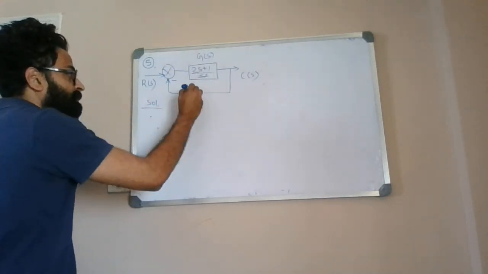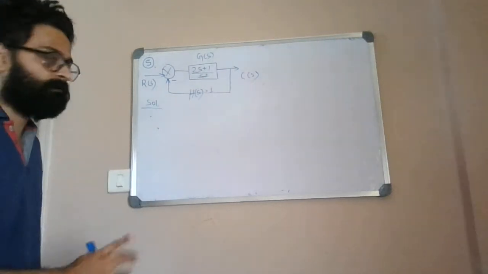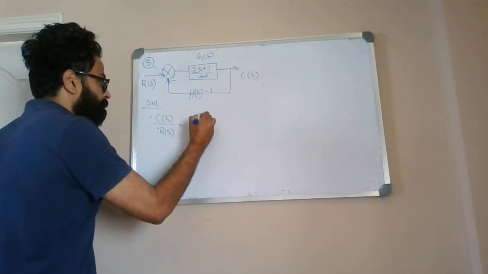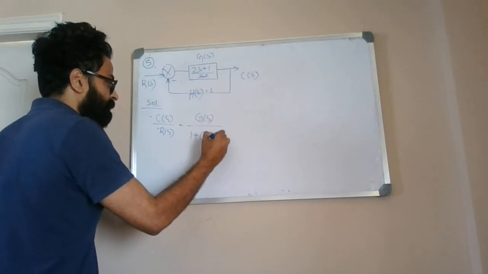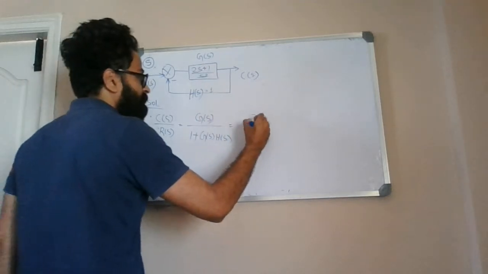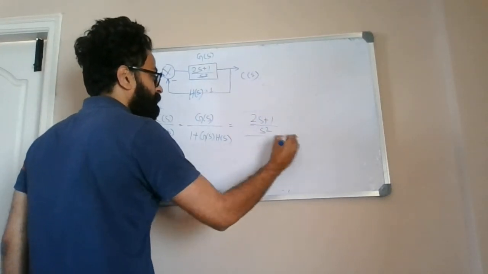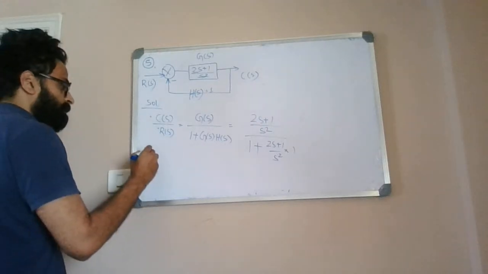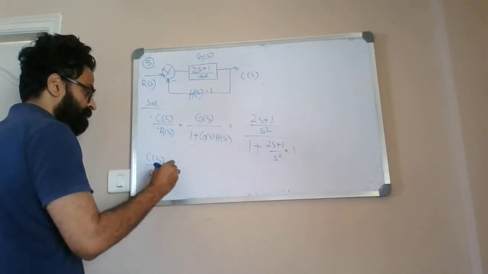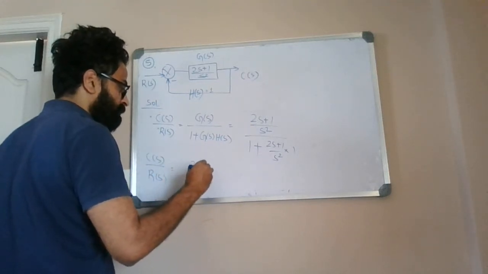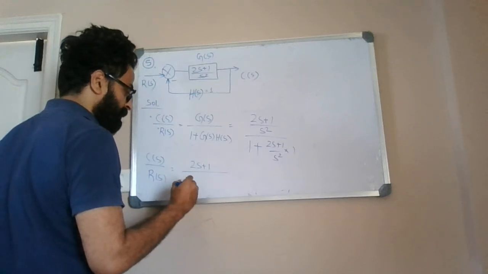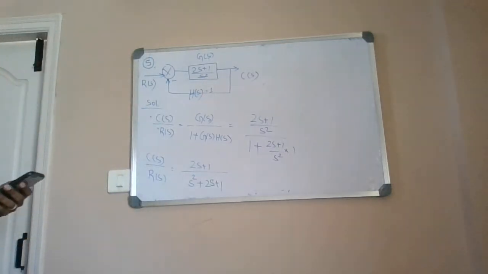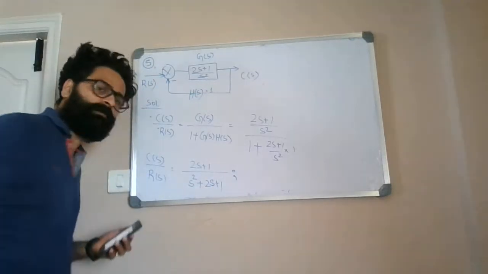So you can take this as G(s) and this as H(s), which is 1 for this particular case. So you can determine C(s) by R(s), G(s) divided by 1 plus G(s) into H(s). So G(s) is (2s plus 1) by s square divided by 1 plus (2s plus 1) by s square into 1. So you simplify, so you get C(s) by R(s) is equal to 2s plus 1 in the numerator, and in the denominator you will have s square plus 2s plus 1. Right, so this is your closed loop transfer function.